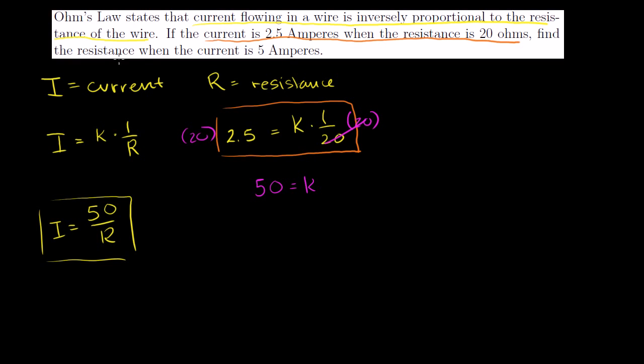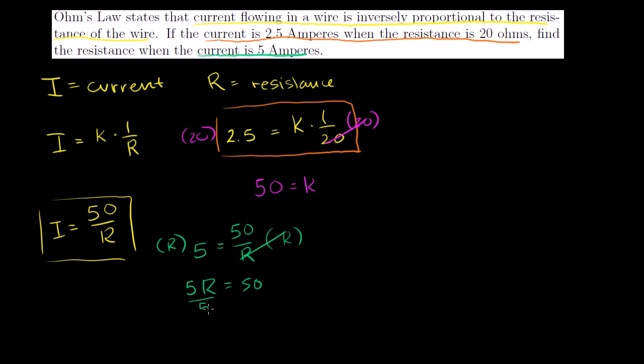And then they ask, find the resistance when the current is 5 amperes. So when our current is 5 amperes, 5 is equal to 50 over the resistance. Let's multiply both sides of this equation by the resistance, and you get 5r is equal to 50. I just multiplied both sides of this equation by r.